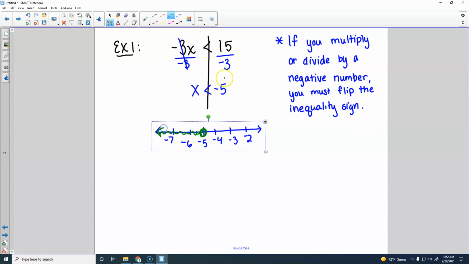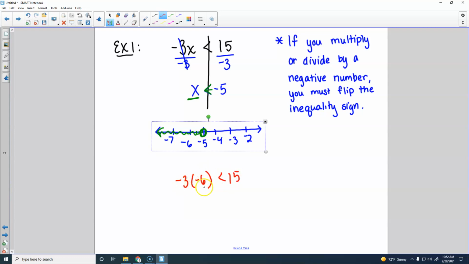All right, because yesterday we were seeing our arrow looks like it's pointing this way, which, as long as your x is first, you can just shade that direction. So if I did this, that means my answers would be numbers like -6, -7, -8, -10, -100, right? Well, let's plug some of those back in to see if it makes this true. If I plug in -6, -3 times -6 is less than 15.